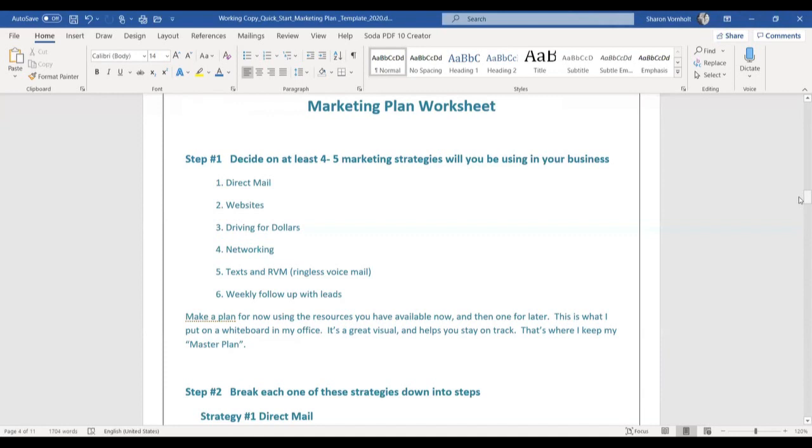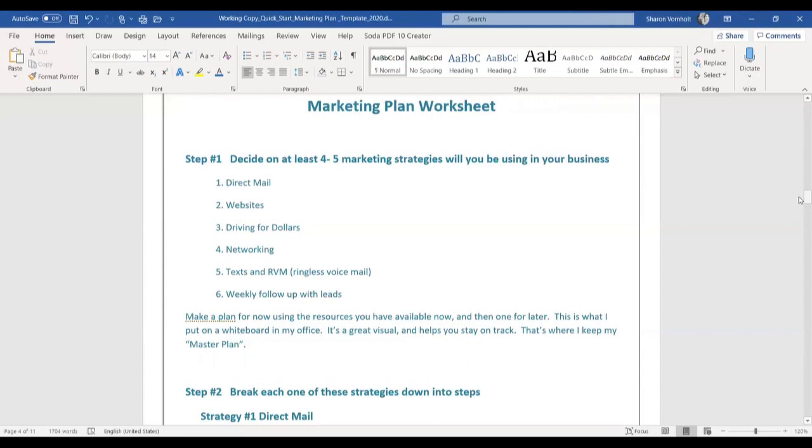So direct mail has been hands down my number one lead generator for 2 decades. There is nothing that works as well for reaching off-market sellers like direct mail. You need a website too, so we're going to talk about that. Driving for dollars, don't go out and drive around aimlessly. Have a plan for that. Networking, we'll dive into that because this is probably the most underutilized and very often free way to get leads. Text and ringless voicemail and follow up.